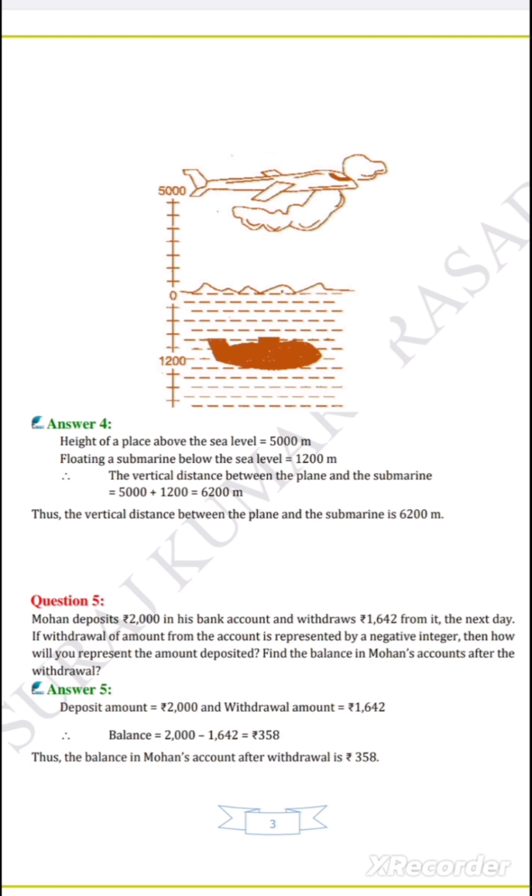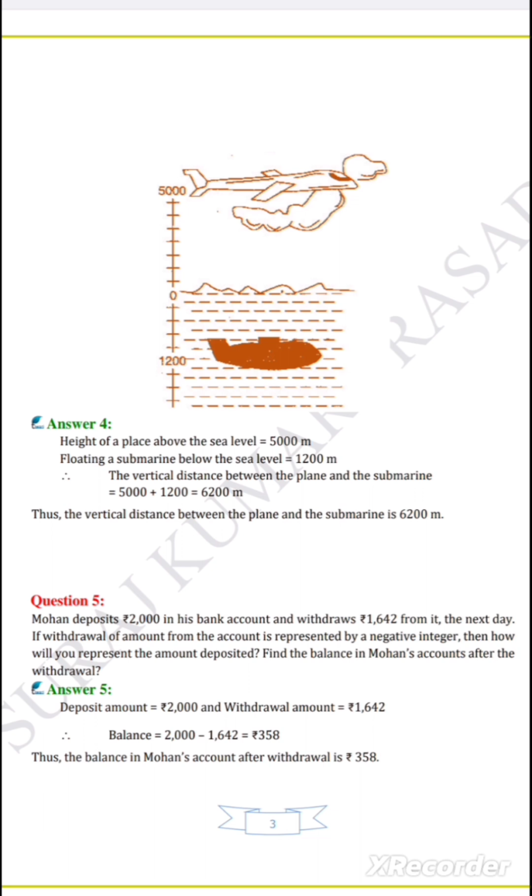Question number 5. Mohan deposits rupees 2000 in his bank account and withdraws 1642 rupees from it the next day. If withdrawal of amount from the account is represented by a negative integer, then how will you represent the amount deposited? Find the balance in Mohan's account after all the withdrawal.